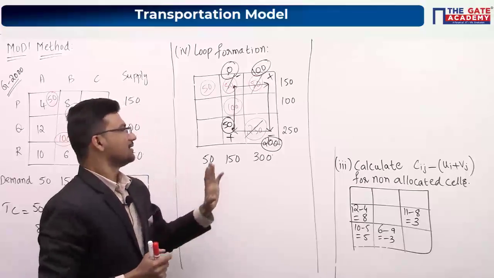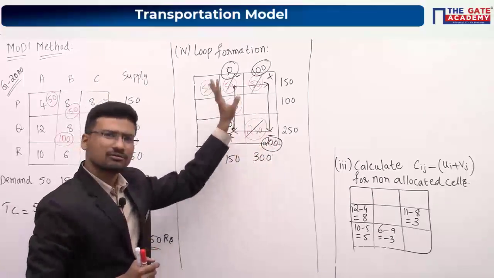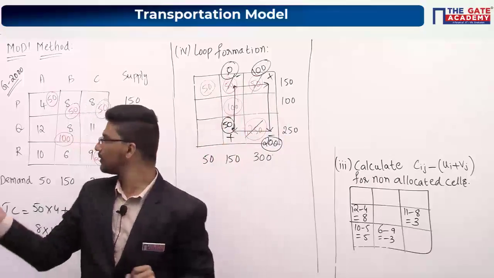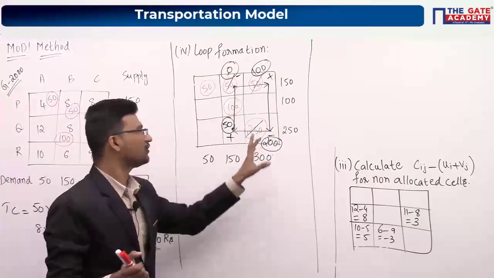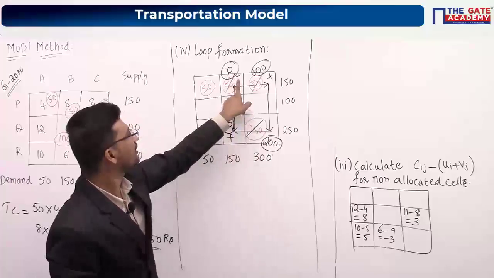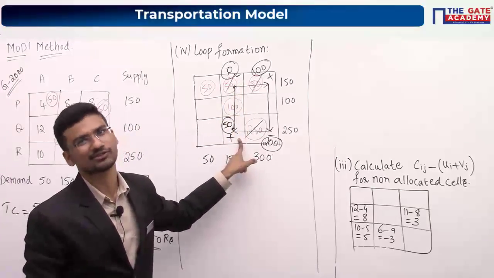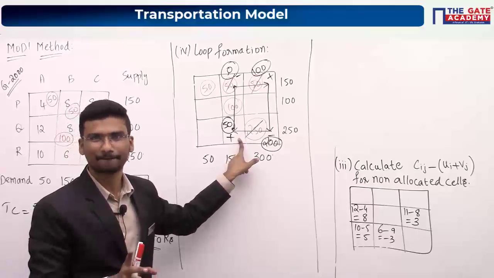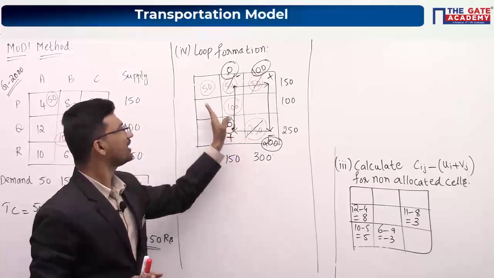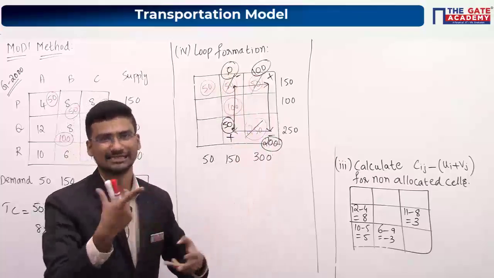Okay. So now we got new allocations. So this is your initial allocation. Now you got new allocation. What we have done? We have removed 50 units from here and we have added 50 units in this particular cell. That's all. That's what we have done. Okay. So alternatively, other allocations also we have changed.